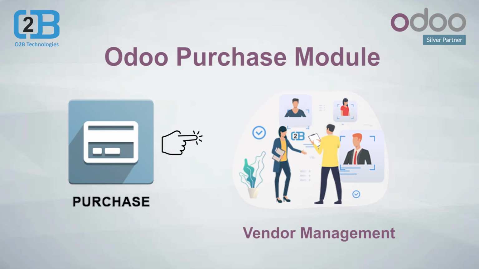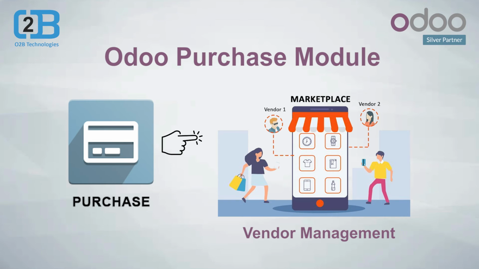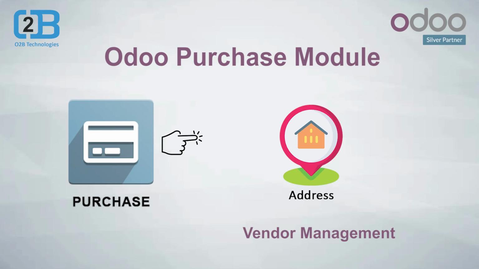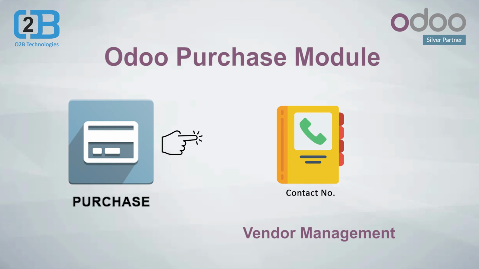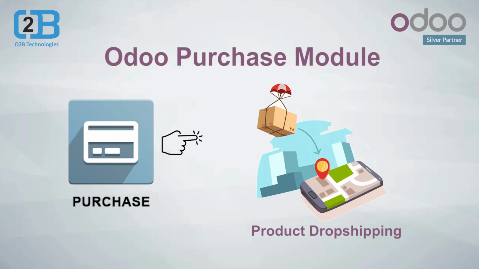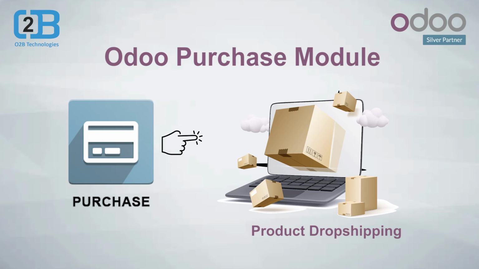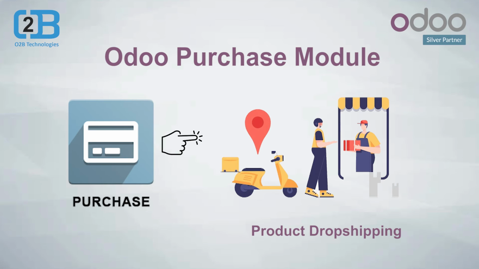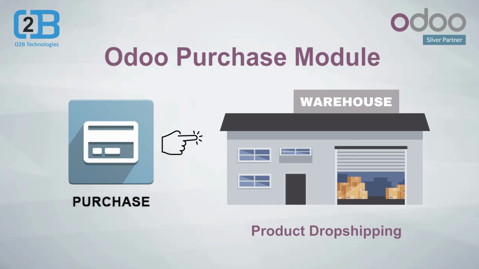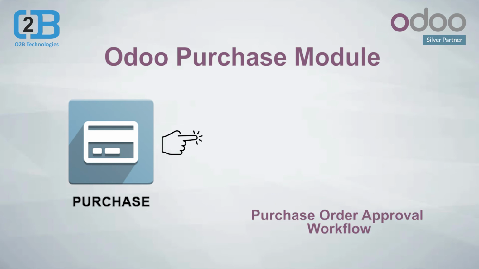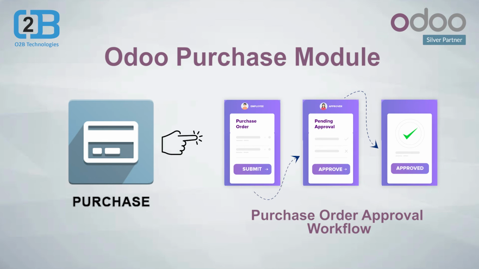Odoo's Purchase Module has the functionality to create and manage vendors. Create multiple vendors, and add details like their names, addresses, emails, contact numbers, and so on. This robust Odoo module helps in enabling the drop shipping option. You can deliver the products directly to your customer location from the vendor location. You do not need to store the product in the warehouse. If you want to enable the purchase order approval process, you can do that. This feature will help purchase representatives submit approval requests to their managers for orders above a minimum amount.